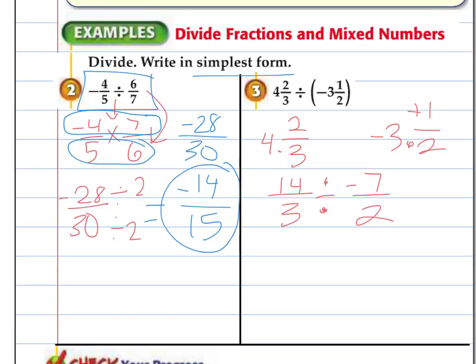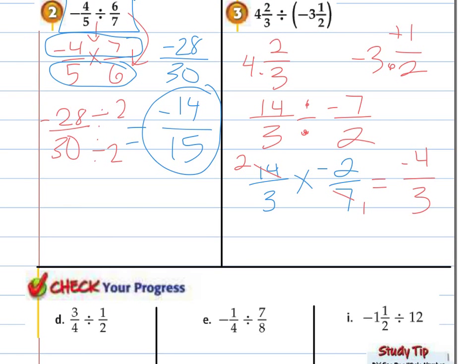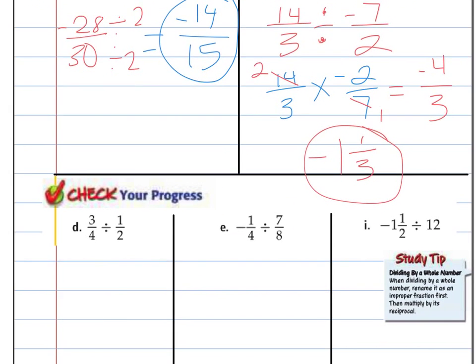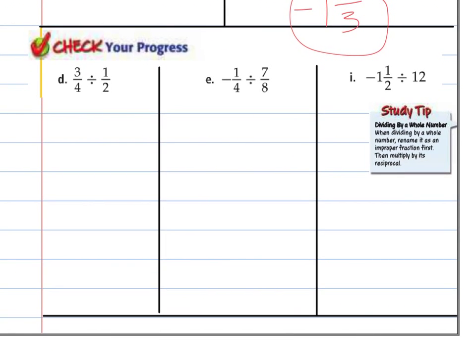Now we have division of fractions, so we're going to keep the first number, change division to multiplication, and flip the second. I see that I can cross cancel. 7 goes into 7 once, 7 goes into 14 twice. So I'm left with negative 4 over 3. Simplest form would be me changing that back to a mixed number. It's a negative. 3 goes into 4 one whole time with one of the 3 remaining. Try a couple of these on your own. Pause and continue.